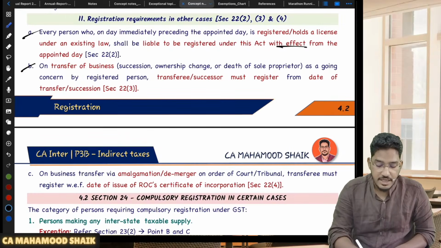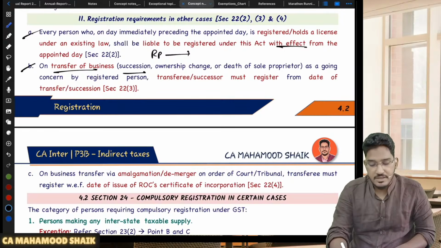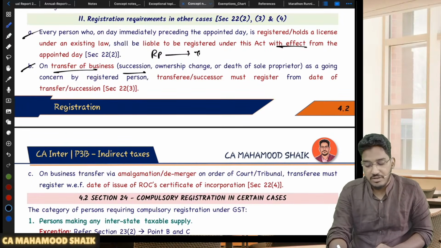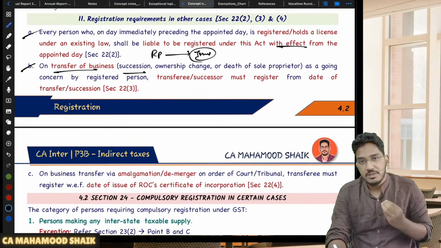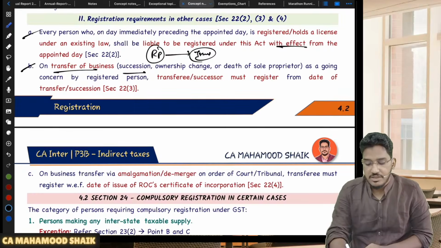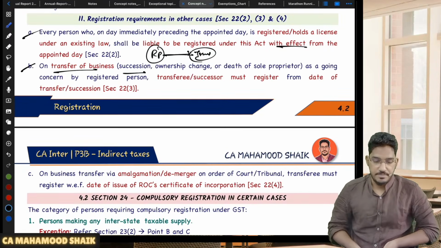Next, in case the business is getting transferred, if a registered person is transferring his business either because of succession, ownership change or death of a sole proprietor, then whoever is the transferee is required to get compulsorily registered. For this transferee, once again the threshold limit and all will not be checked. If the registered person is transferring the business to a transferee, that transferee becomes liable for registration under section 22 subsection 3.